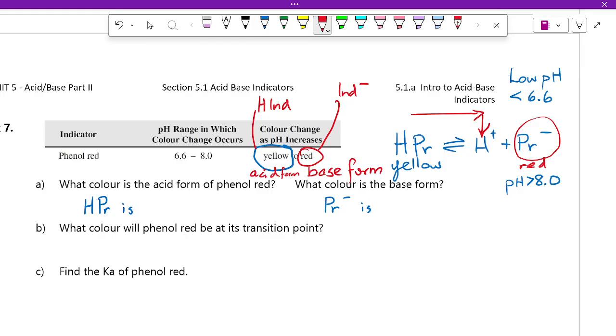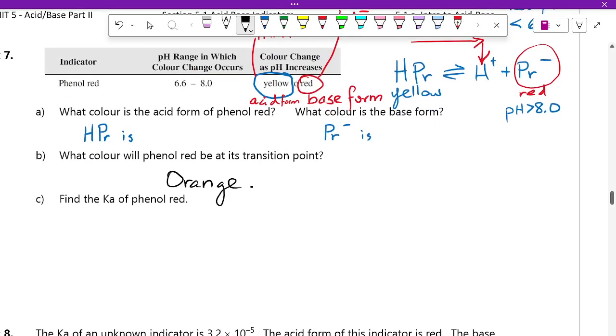What color will phenol red be at its transition point? Orange. Which rhymes with door hinge. Isn't that awesome? Door hinge. Orange. Anyway, how do we go about finding the Ka?